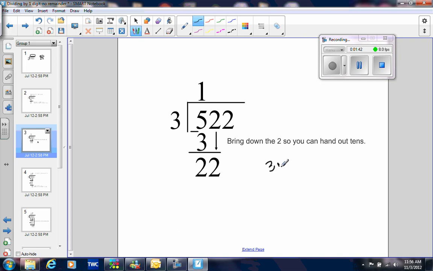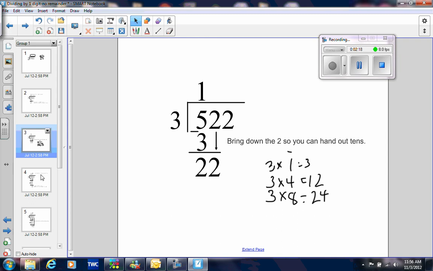multiples of 3. If I was to put a 1, I would get 3. That's not even close to 22, so I know I'm going to have to go much larger. Maybe I'll skip ahead to 4. Again, I only got 12, so I need to go larger. 3 times 8. If I was to put an 8 up here, that's 24. I don't quite have 24 to hand out, and so I'm going to go backwards, back to 7, and probably we'll put 7 here. If you do know your multiplication tables, this goes much, much faster. You don't need to be guessing or estimating or anything like that.